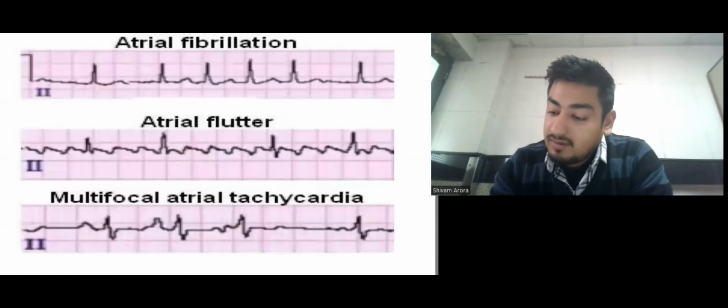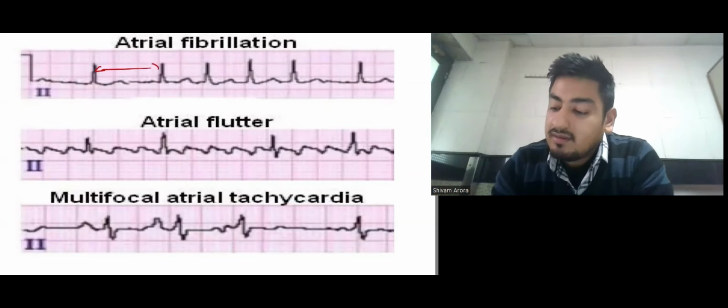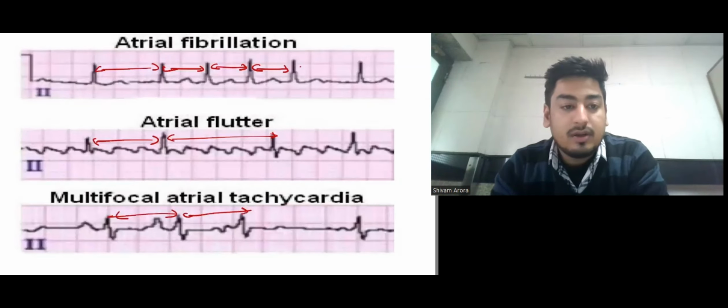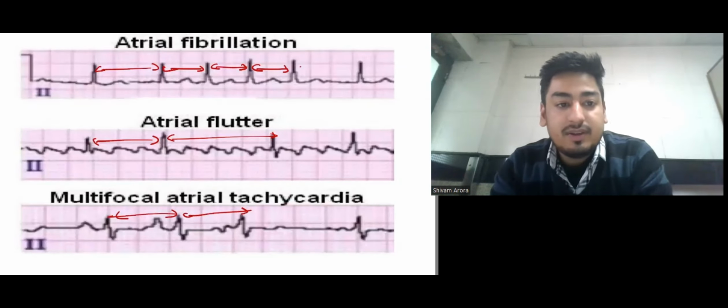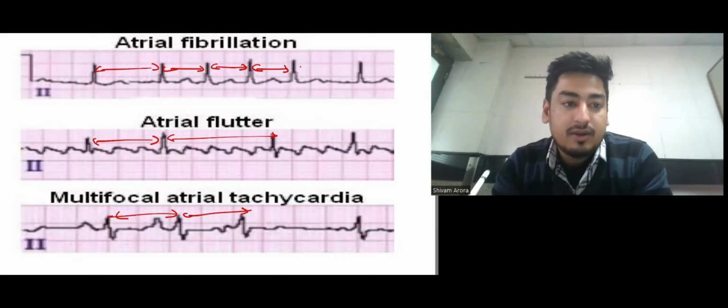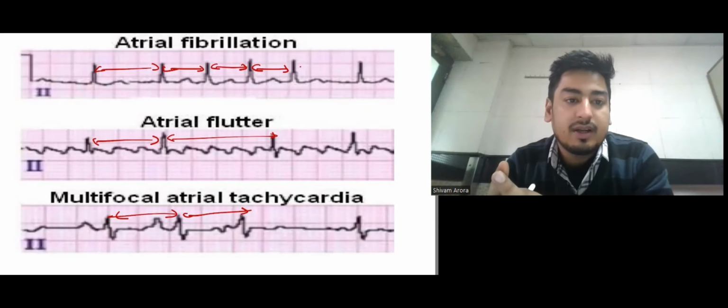So this first is an ECG of atrial fibrillation. Second is an ECG of atrial flutter. Third is an ECG of multifocal atrial tachycardia. We can see RR interval is variable in all, right? That is an irregularly irregular rhythm here also. Now how will we differentiate among these three? From the ECG we can tell that rhythm is irregularly irregular. That means it is either atrial fibrillation or flutter or multifocal atrial tachycardia.